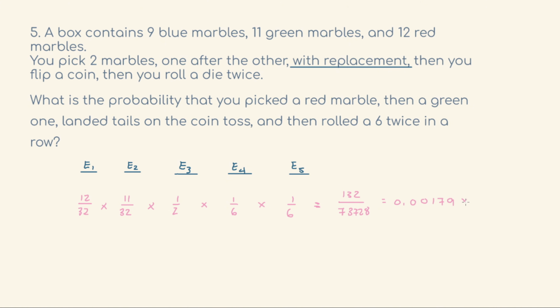Okay. And that comes out to a probability of, as a decimal, 0.00179. Well, you can multiply this by 100, and that's going to give you 0.179%. Okay, so remember to go from a decimal to a percentage, you multiply by 100. And so that's your probability, and that's your answer for question 5.